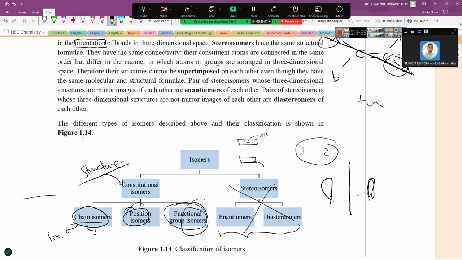They cannot overlap, right? If you have a hand, let's say you have your hand and the image of your hand, and if you bring them closer, your thumb will overlap with the small finger only. Imagine that your thumb of the real hand is there with the image of your hand; the thumb will overlap with the small finger. So they are not superimposable. Have you understood the meaning of superimposable?